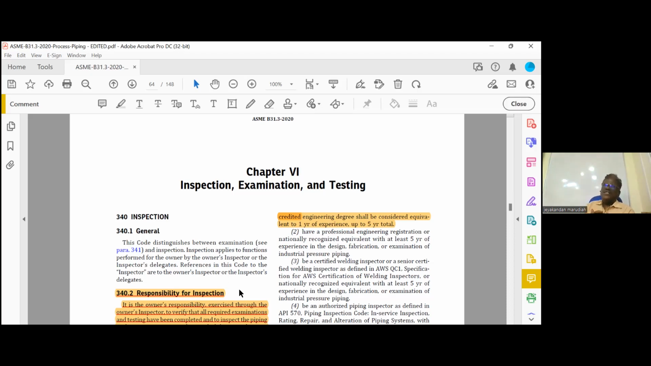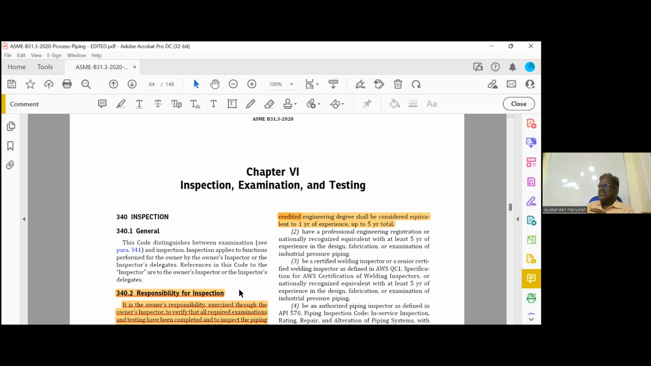So what is meant by rounded indication? We have to measure the length and the width. Suppose width is 3 mm and length is 8 mm, it is considered a rounded indication. If the length is more than 3 times the width, it is called a linear indication.